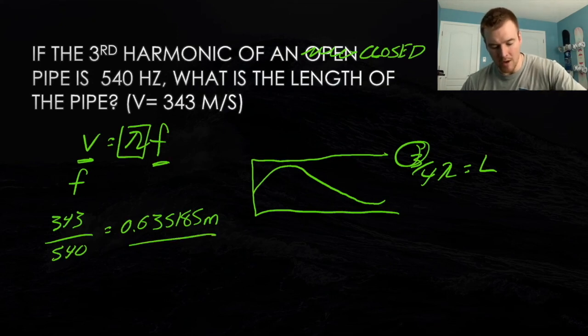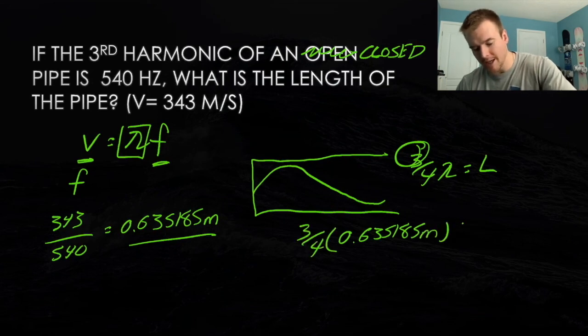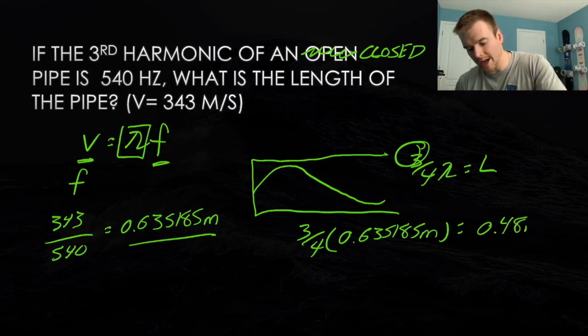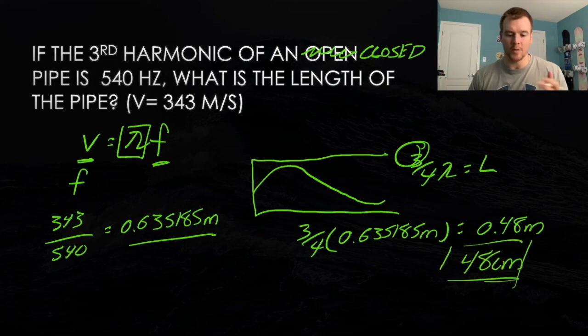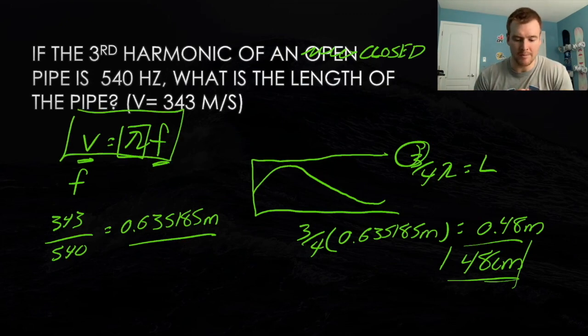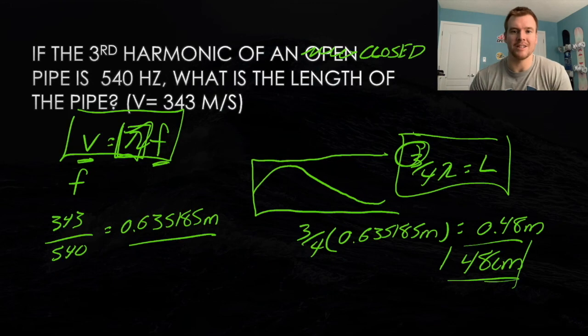And now since we have wavelength, we can easily figure out the length of the pipe here. We go 0.63518 meters, all right, times 3/4 gives us the length of the pipe. And that's going to round to 0.48 meters or 48 centimeters. Okay, so same thing for that. I like to start with this formula off the start as well for any equation with pipes. Then I have to find out what the wavelength is because that's going to relate to the length of the pipe. Then set up your equation here that relates wavelength to length of the pipe.